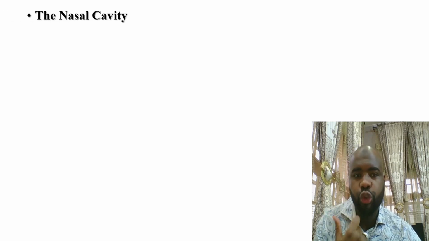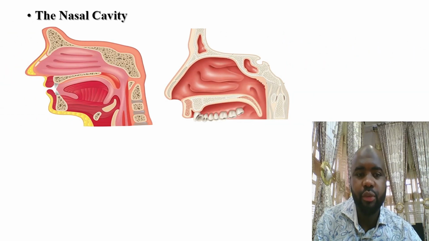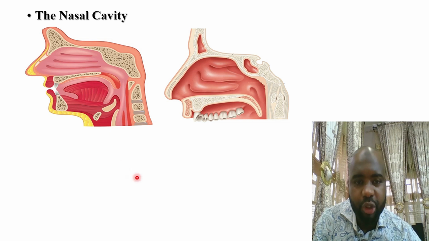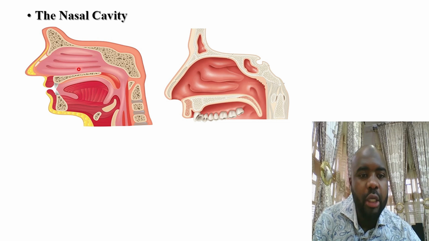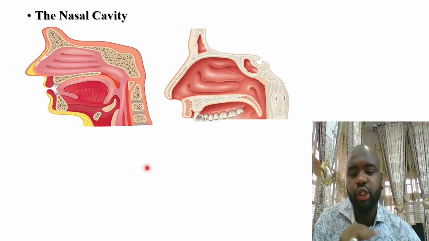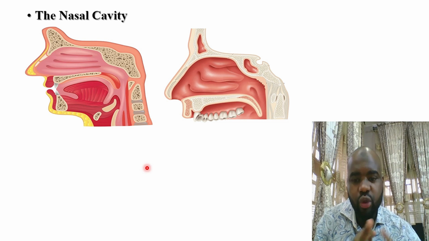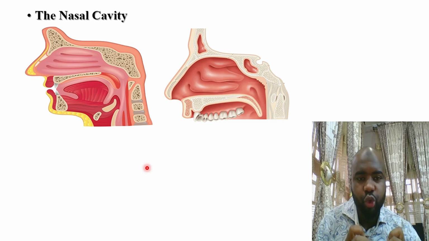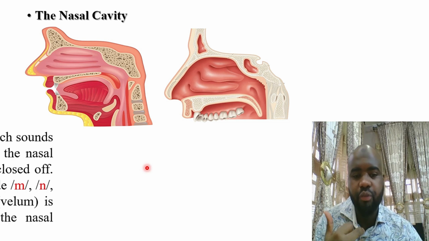So we move on to the nasal cavity, which is the nose. From here to here, avoiding the production of sounds coming through the mouth, but going up and coming through the nose, such as the ma sound, na sound, and engma. So these are the sounds that are produced using the nasal cavity.